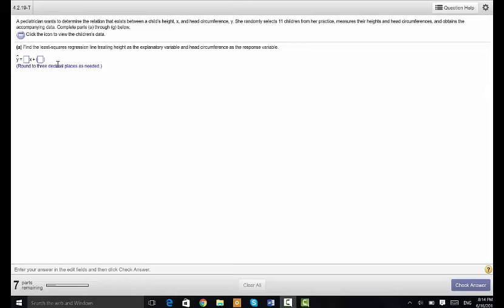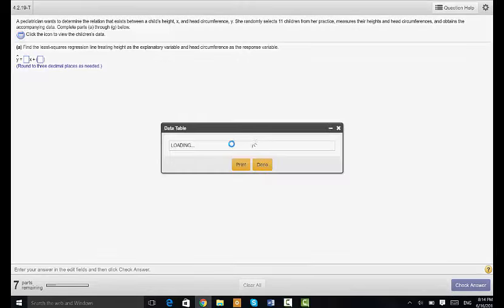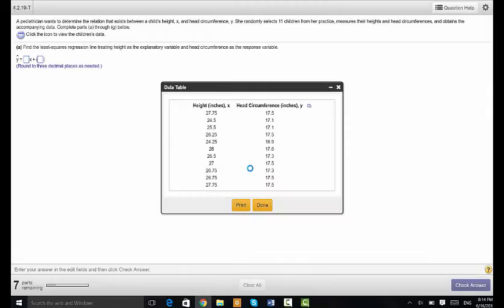In this question, part A is asking to find the least square regression line, treating height as the explanatory variable and head circumferences as the response variable. Let's take a look at the data. It should give you an x coordinate, which is all the heights, and your y coordinate are all the head circumferences. The x coordinate is your explanatory variable, also called independent variable, and the y coordinate is your response variable, also called dependent variable.